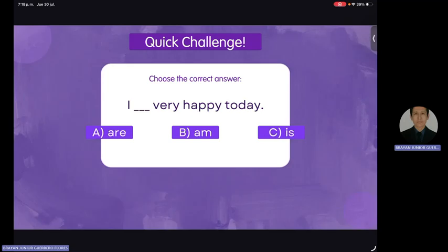Let's go with the next. "I are happy." "I is." What is the verb to be for I? Excellent. Letter B. I am very happy today. I am very happy today because I'm your teacher for today, so I'm very happy.